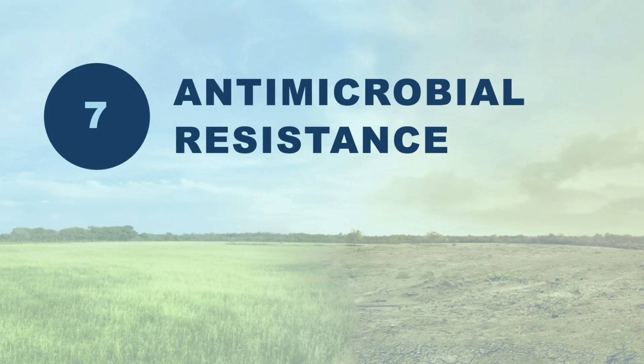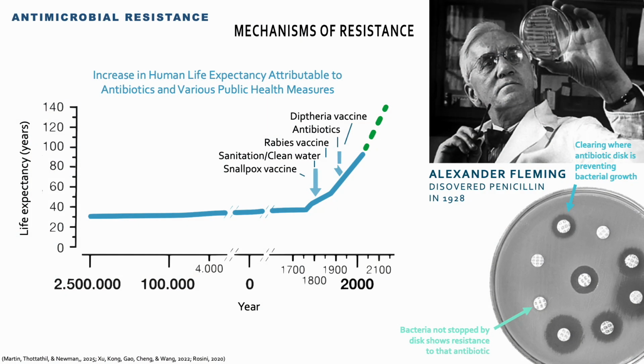Antibiotics were one of the most important advances in human medicine. Previously, common infections and surgical procedures were often fatal. Antibiotics add about 20 years to the human life expectancy. Soon after discovering penicillin, Fleming realized that antibiotic resistance could develop if too little penicillin was used or if it wasn't used for long enough.